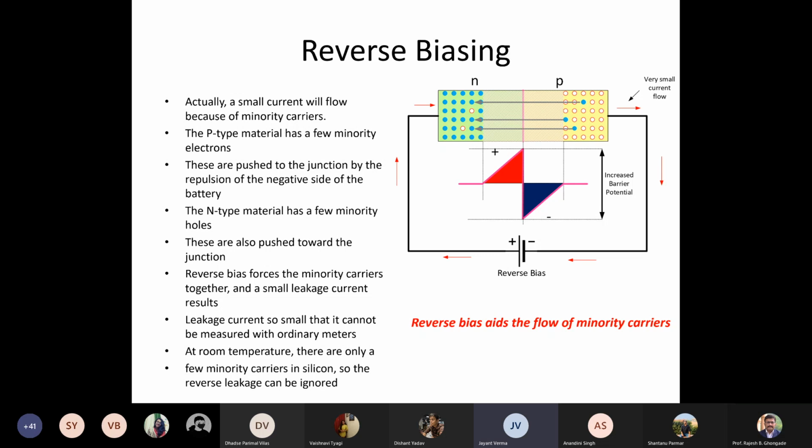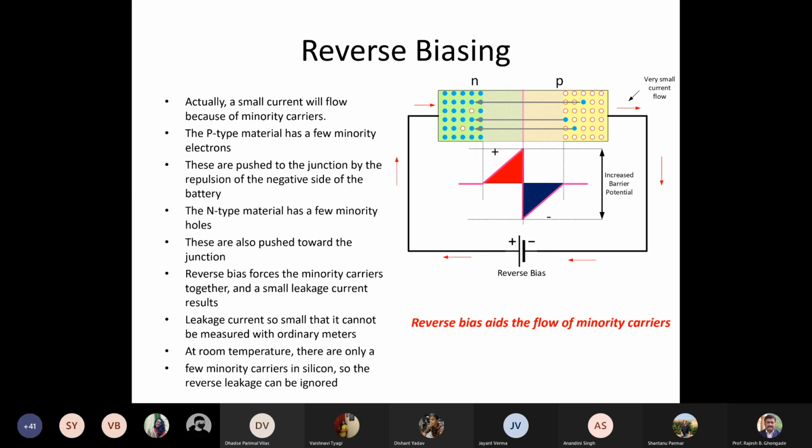Sir, more current will flow, right? Yes, sir, more current will flow. So what does that mean? In reverse bias, the reverse current will increase if I increase the ambient temperature of the material. Did you understand? Yes, sir. So two important things you must have learned.